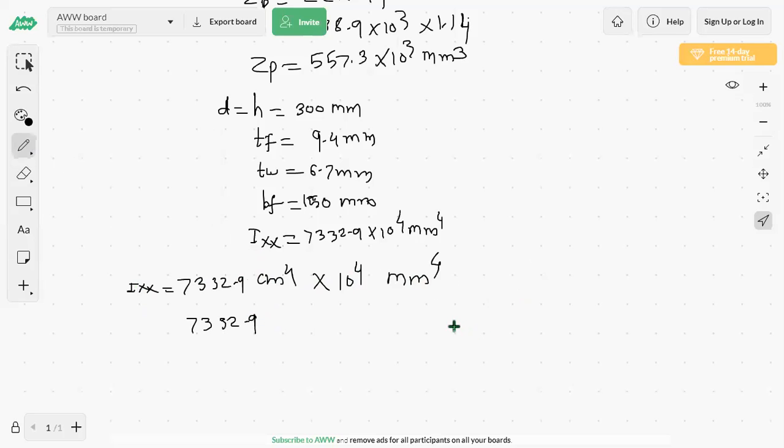Now, 1 centimeter is equal to how many mm? 10 mm. So here it is centimeter raised to 4, so here 10 is there. This is for 1. Are you getting it?